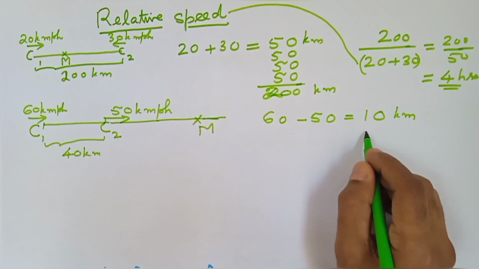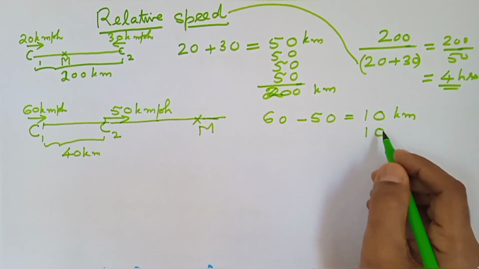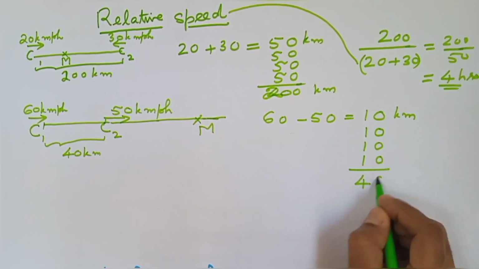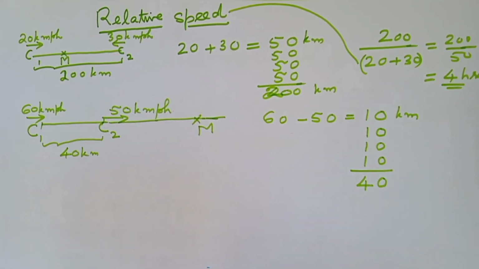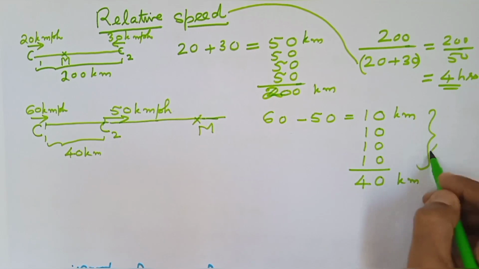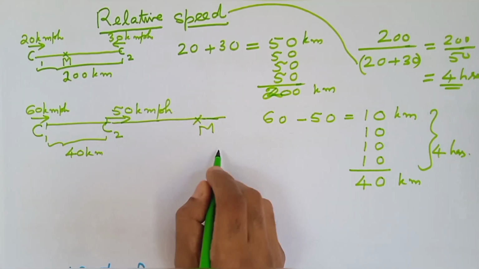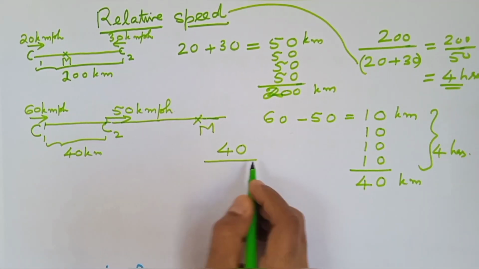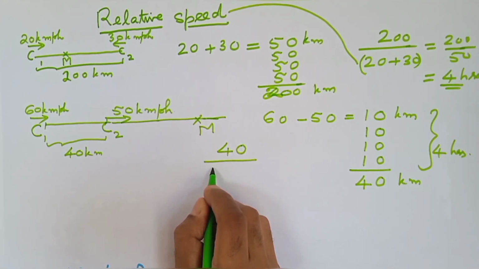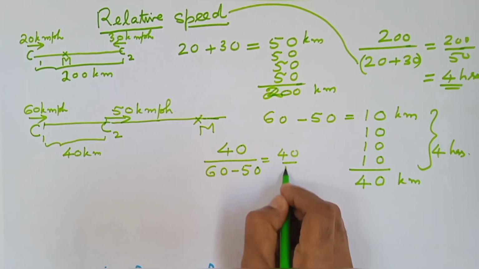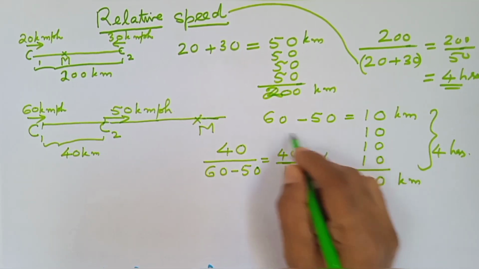In every 1 hour. In the next hour, again the distance is reduced by 10 kilometers, third hour, fourth hour. So after 4 hours, the gap between the two cars is reduced by 40 kilometers, which was the distance between these two cars initially. So what does that indicate? The cars are meeting after 4 hours. To find out after how long one car will meet up with the other, all you have to do is take the initial distance and divide that by the difference, the higher speed minus the lower speed. This will be 40 by 10, and that's equal to 4 hours.